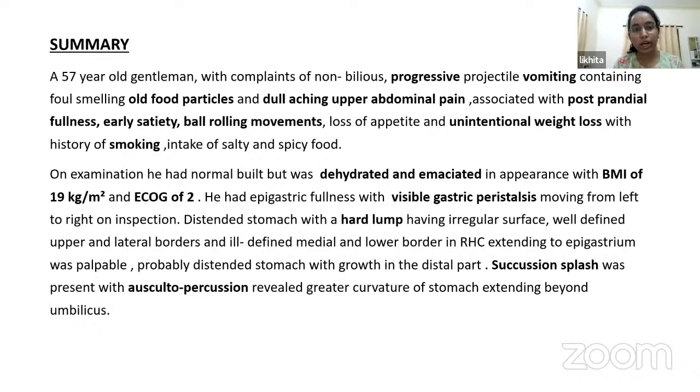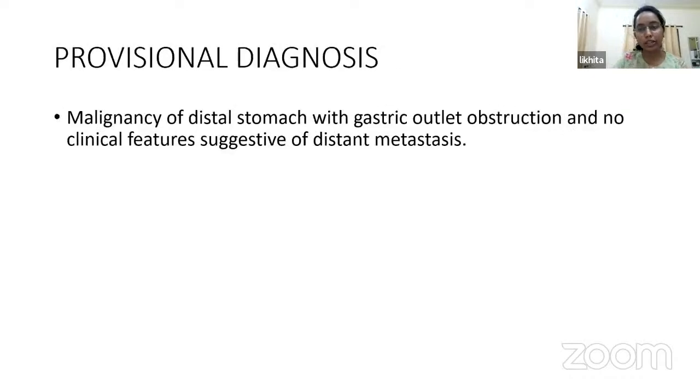On examination, he had a normal build but was dehydrated and emaciated in appearance with BMI of 19 kg per meter square, ECOG of 2, and had an epigastric fullness with visible peristalsis with a hard lump palpable towards the right hypochondriac region of that fullness, which had well-defined upper and lateral borders and ill-defined lower and medial border. Succussion splash was present, and ausculto percussion revealed that greater curvature of the stomach extending beyond the umbilicus. With this background, I would like to keep my provisional diagnosis as malignancy of distal stomach with gastric outlet obstruction and no other clinical features suggestive of distant metastasis.